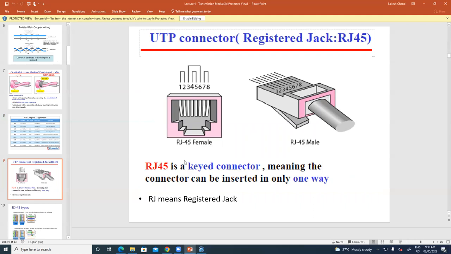So normally, what I do is I hold it in my left hand with the release pin down. That way you can count the pins from left to right, 1, 2, 3. Set the wires to the cable from your right hand, with the pins down. The order of the pins, I guess, is given in the next slide. Now it says RJ45 is a keyed connector, meaning the connector can be inserted in only one way. And RJ means registered jack.